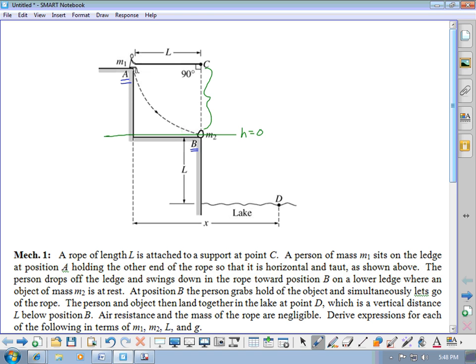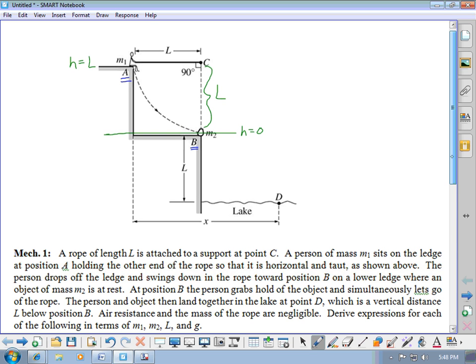That means his height at the beginning is equal to the length of the rope. So the initial height is L. If the angle was not 90 degrees like is given, you would have to figure out what that height was. You would use trigonometry to figure out what his height is in terms of L.